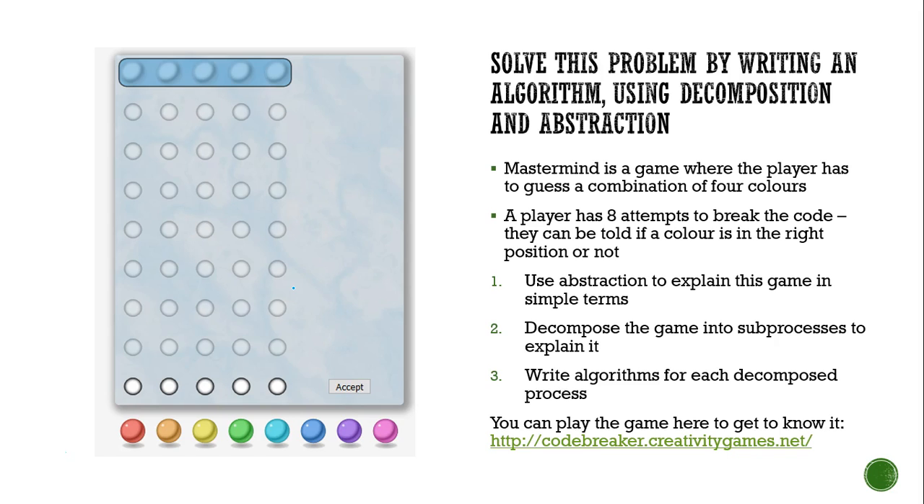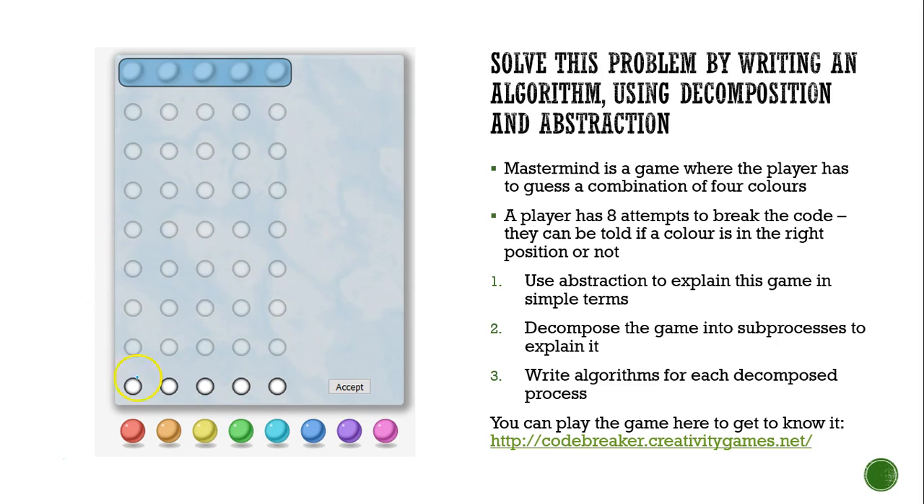Now this here is a little problem. We have a game of Mastermind. This is a game where you have four colours and you need to break a code. The code is a sequence of 5 different colours of the rainbow, and it'll tell you which colours are in the right position and which aren't. So, in terms of abstraction, we can explain the game in simple processes.